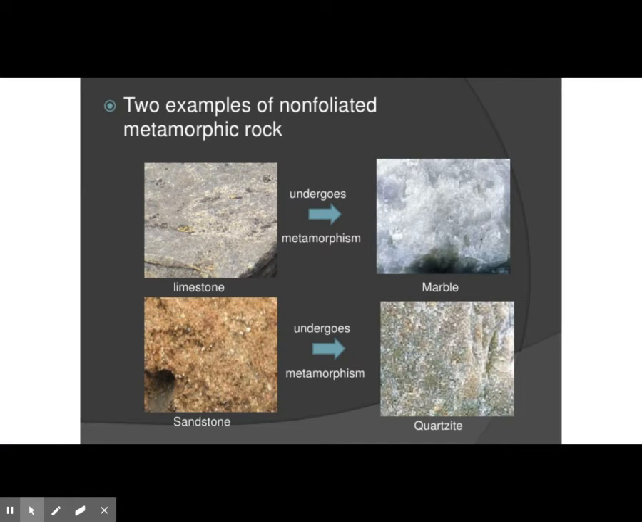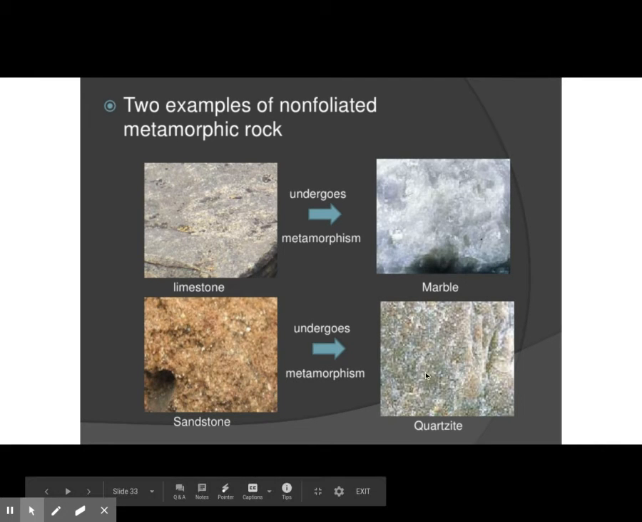Over here we're showing a parent rock that goes through metamorphism and turns into something else. Marble is usually the result of limestone. Limestone is not a metamorphic rock, but it goes through some metamorphism and becomes marble. Another is sandstone, a type of sedimentary rock, and as that undergoes metamorphism, it becomes something we call quartzite.